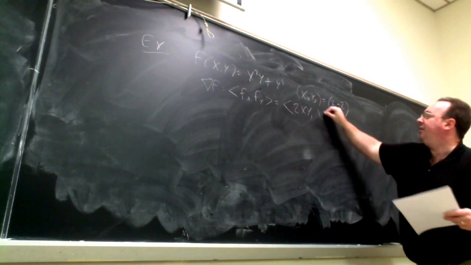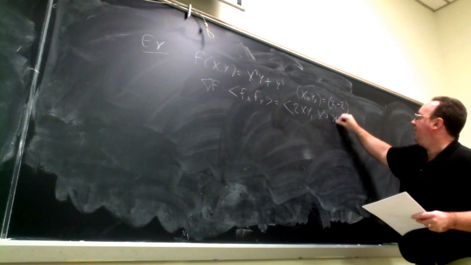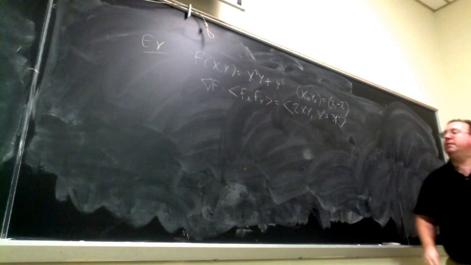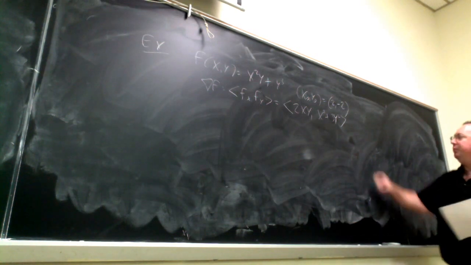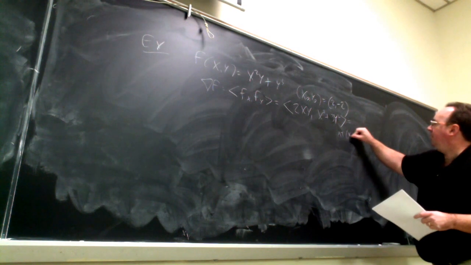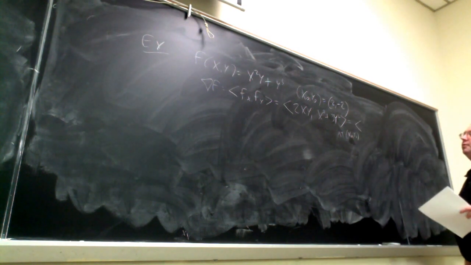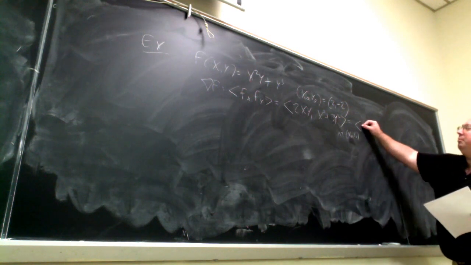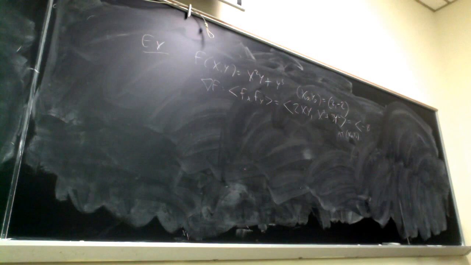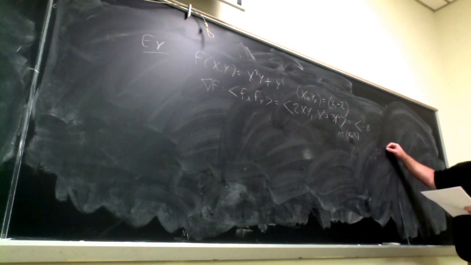X squared plus 3y squared. All right, and now we'll plug in our point. x, y is 2 and minus 2. So that's going to give us minus 8, and then 6.